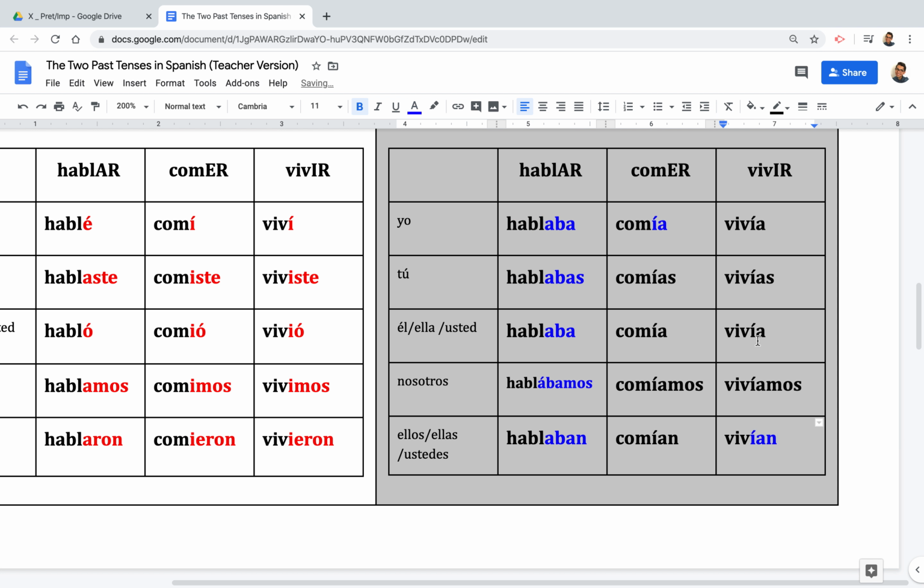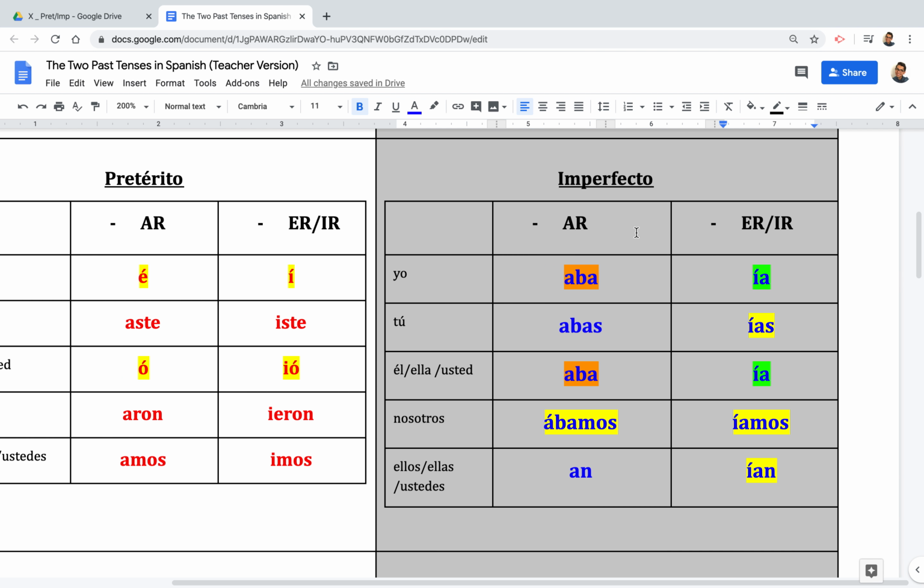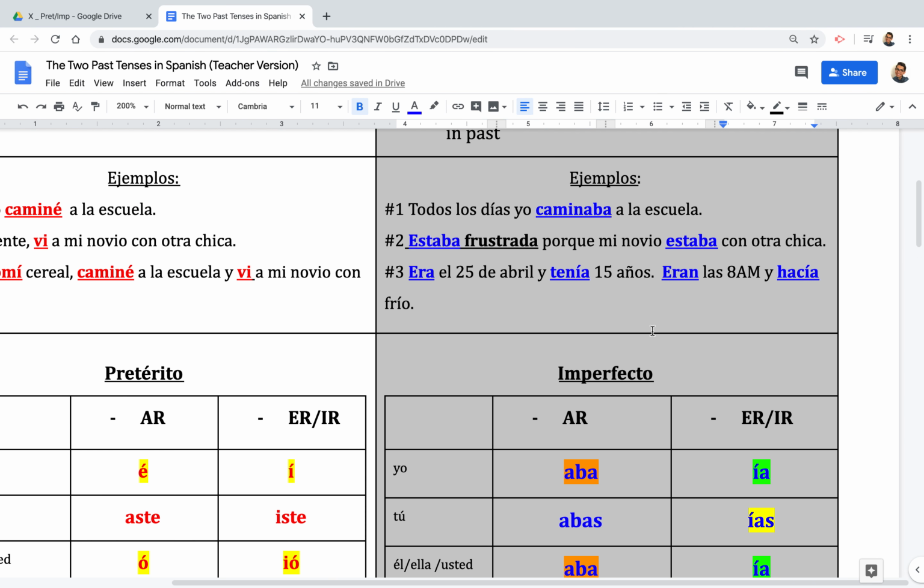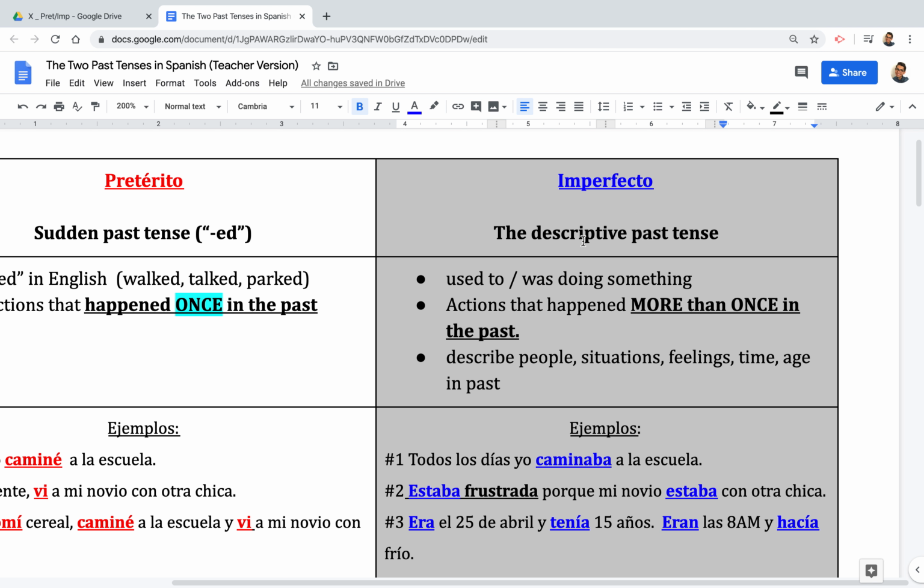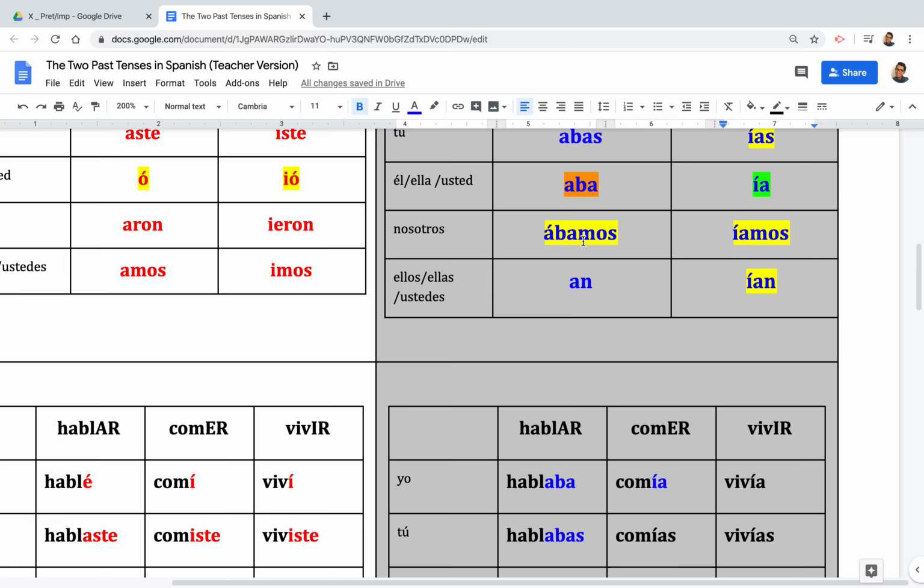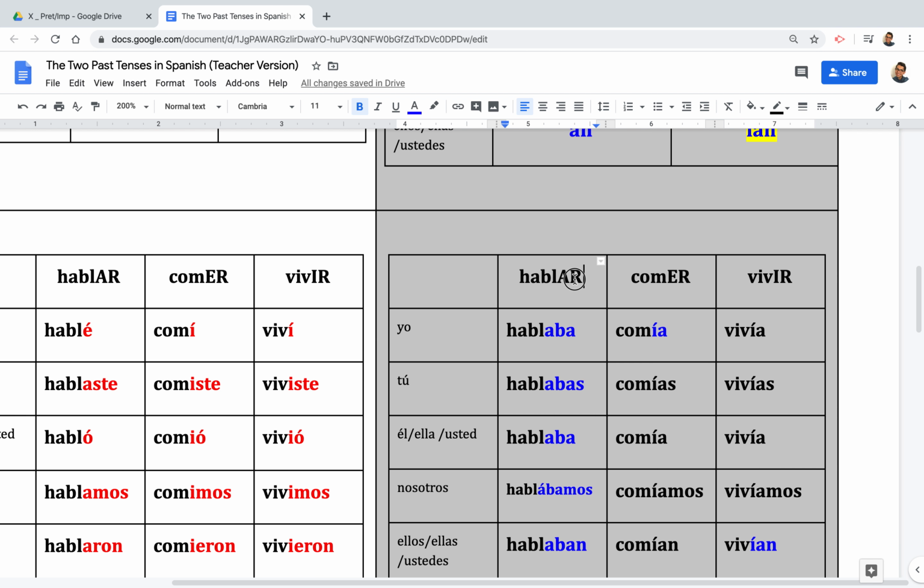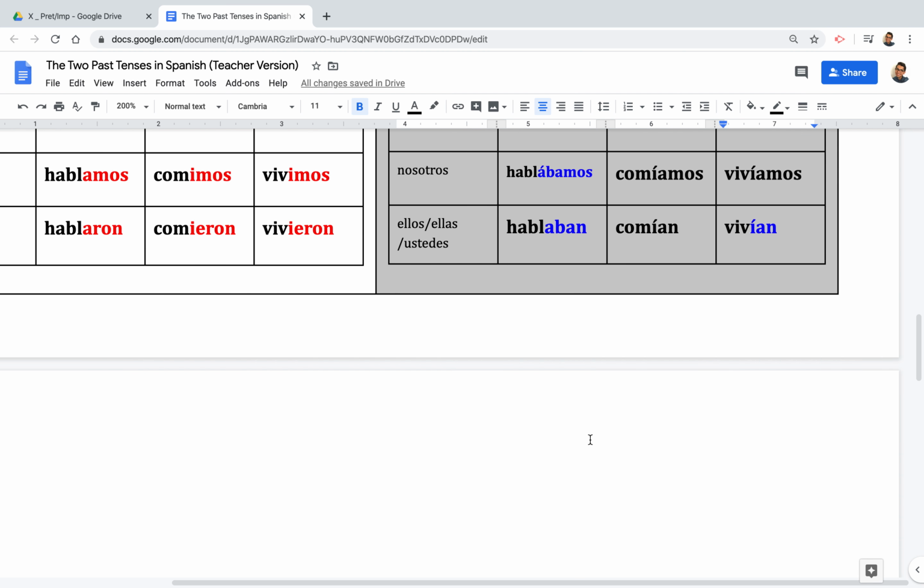Great, so you get the idea. My endings are going to be the same as my cheat sheet or cheat chart because I know that I am going to change these verbs into the imperfecto or descriptive past tense, so they should all match. And this is going to be the case for any verb that ends in AR, any verb that ends in ER, and any verb that ends in IR.